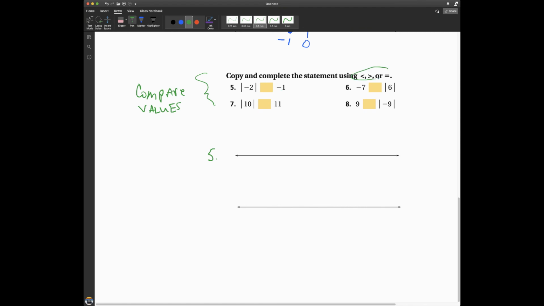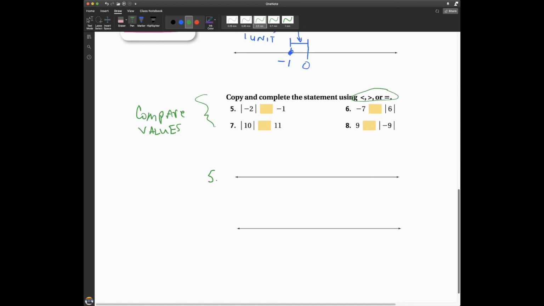And remember these symbols. What do those symbols mean? Well, this one means less than. And this symbol means greater than. So we have less than and greater than. That's what these symbols mean, and we want to pick the right symbol to put in this orange box. So down here, let me figure out what is the absolute value of negative 2.